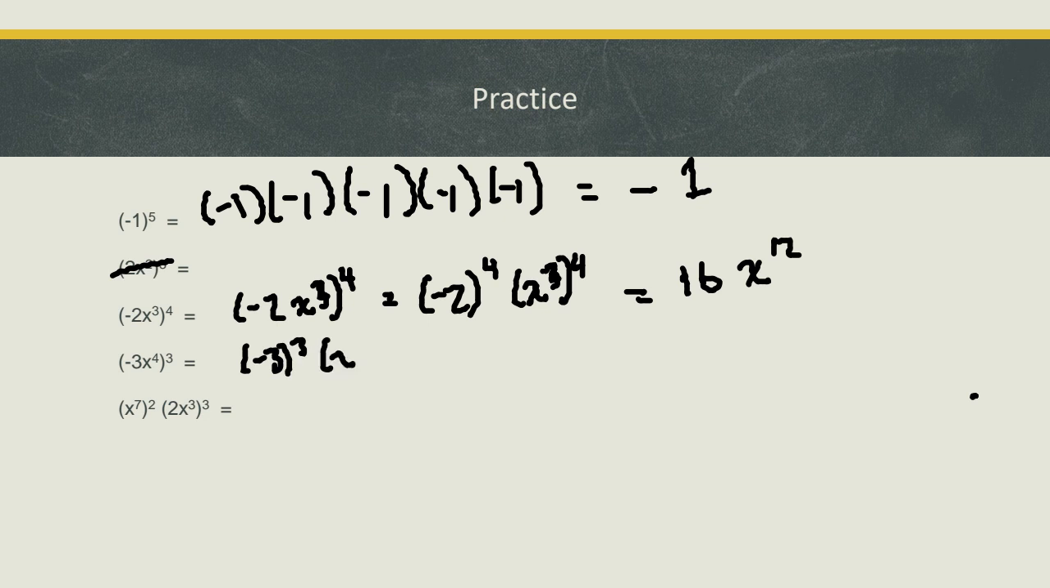the power of 3. So negative 3 to the power of 3 is going to be negative 3 times negative 3 times negative 3. That's going to give you an overall negative, because there's an odd amount, -27x to the power of 12. So again, we're just multiplying those exponents.